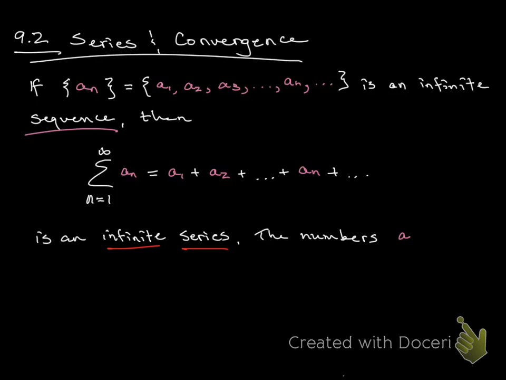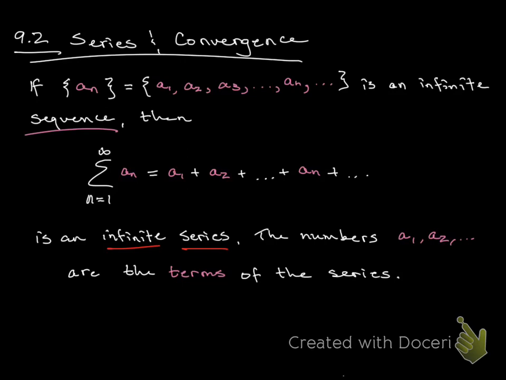Now, the numbers A1, A2, A3, and so on and so forth, are called the terms of the series. Terms of the sequence, terms of the series. We use the word term in both contexts. I will very frequently talk about the first term of the series, the second term, or the terms of the series.